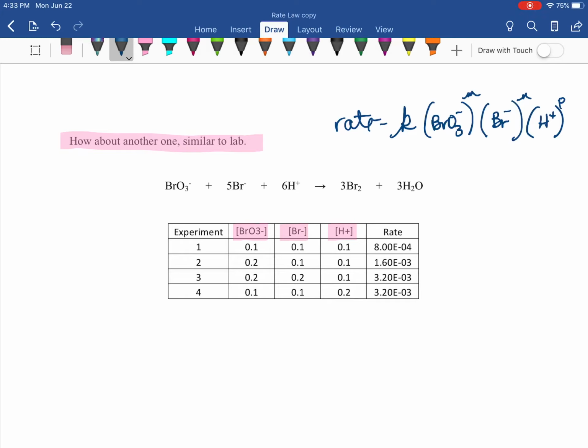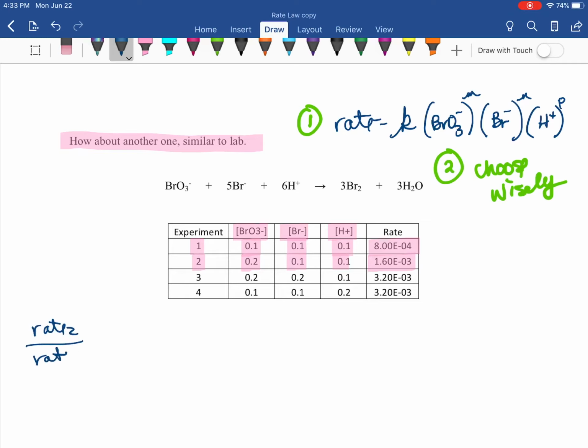How are we going to do that? Well, what do we do? First, we wrote our rate law. Number 2, let's choose wisely. Let's pick experiments where 2 out of the 3 are the same, and then see if our rate changes. So if we look at experiment number 1 and number 2, oh, this is genius. Look, our bromate changes, but our bromide and our hydrogen stay the same, and then our rate changes. So let's go ahead and solve for that. Let's go ahead and do our rate 2 over our rate 1.